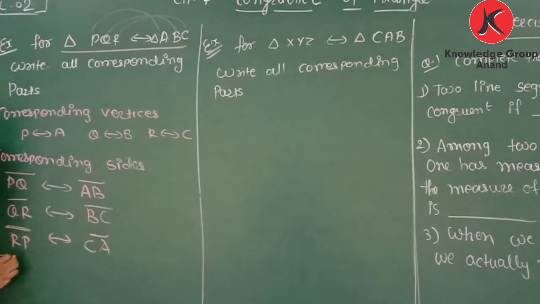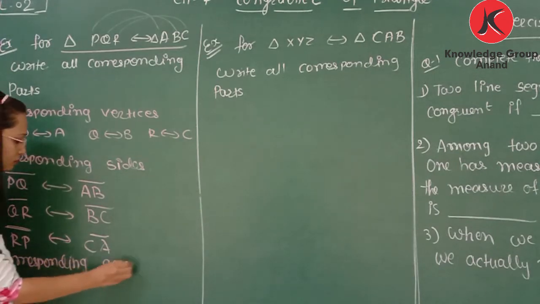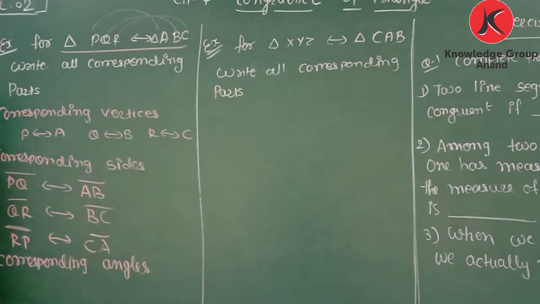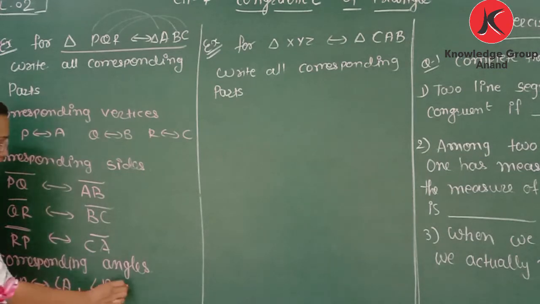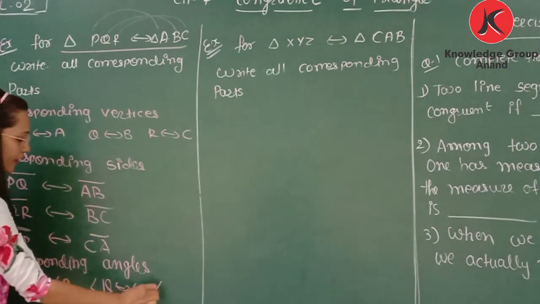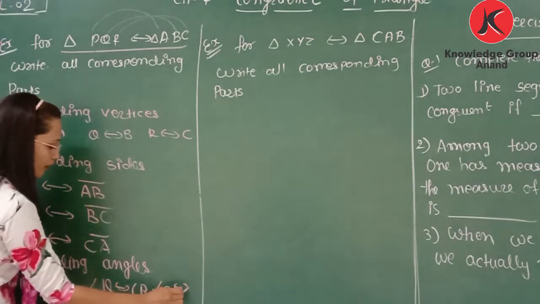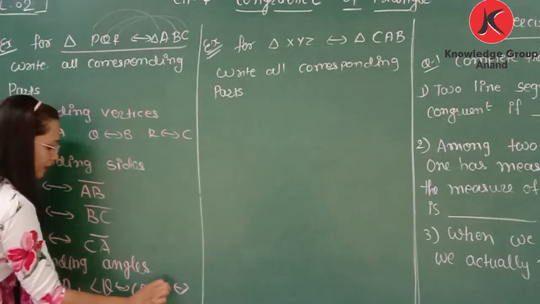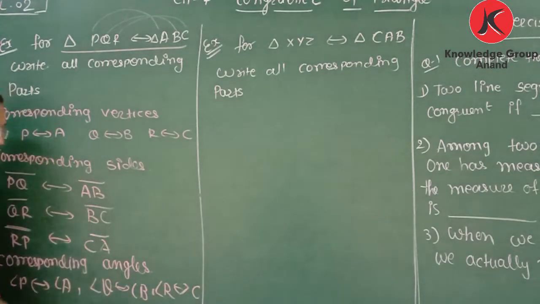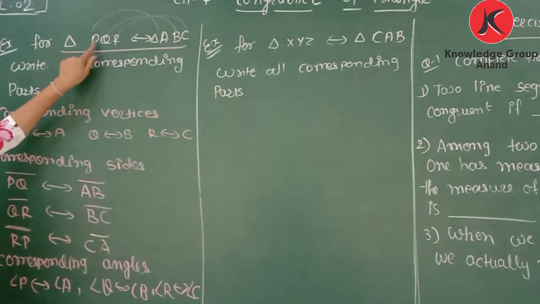Now corresponding angles. Consider angle P, which corresponds to angle A. Angle Q corresponds to angle B, and angle R corresponds to angle C. So these are the corresponding parts of the triangle if this correspondence is given.